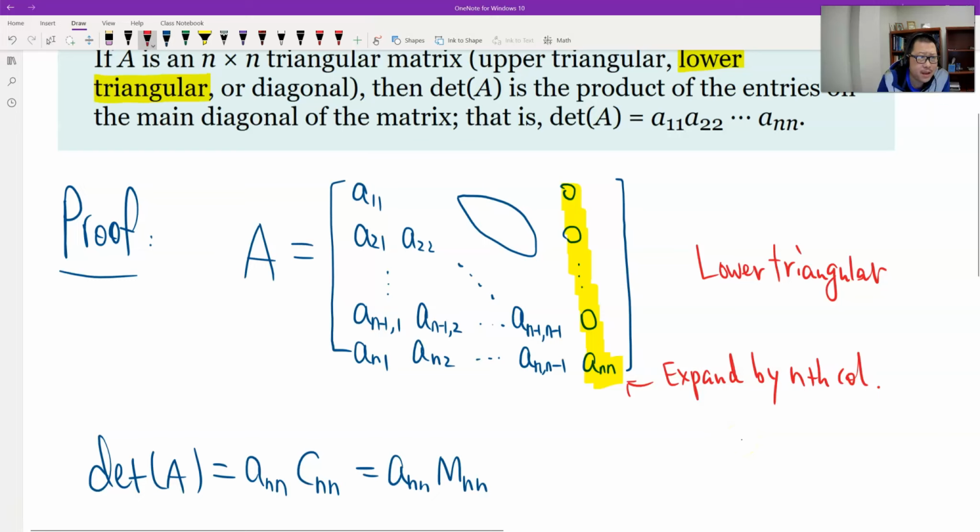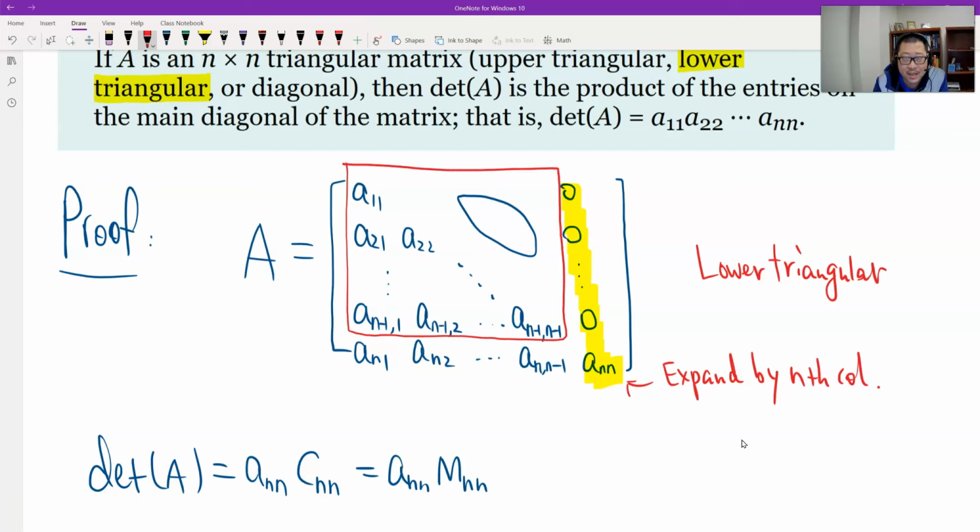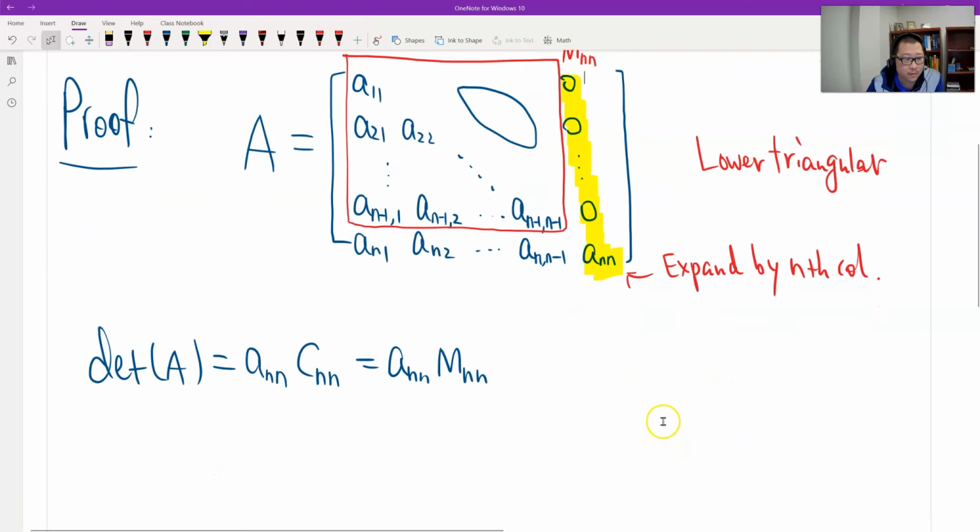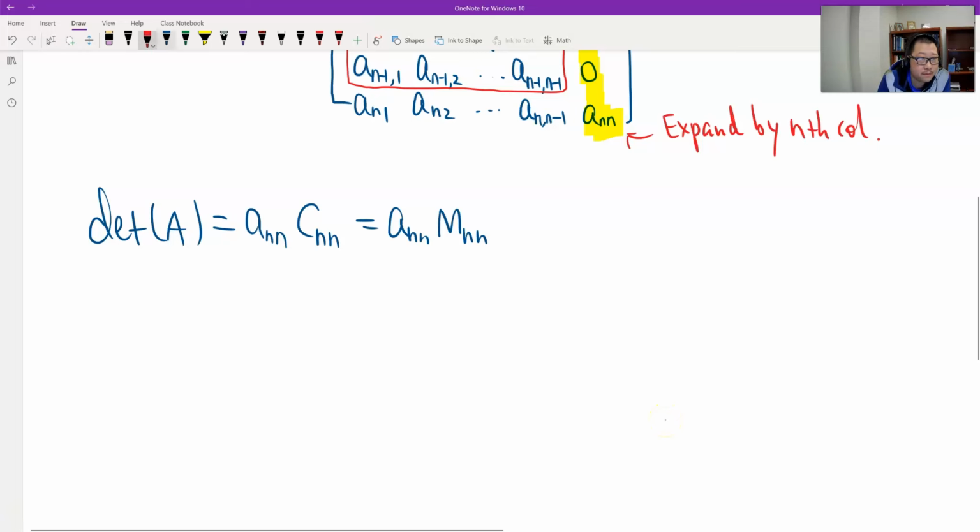What is M_nn? Delete the column of a_nn and delete the row of a_nn, and what we have is just here. This is the minor M_nn. So I put here the determinant, a_nn times the determinant now.